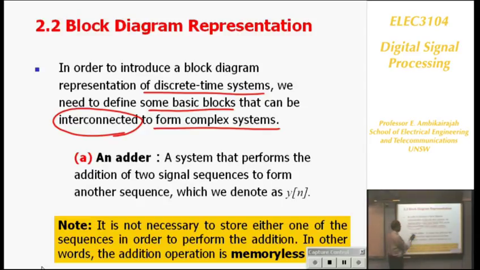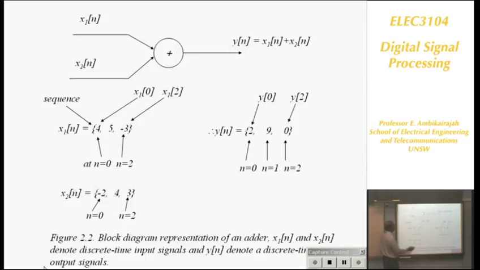The first block that you need to know is an adder. What is an adder? You've got two signals coming in and being added to produce an output y[n]. The addition operation is memoryless. That means it doesn't remember what happened in the past. Whatever is coming in now, the two signals are added immediately. So instantly that's happening.